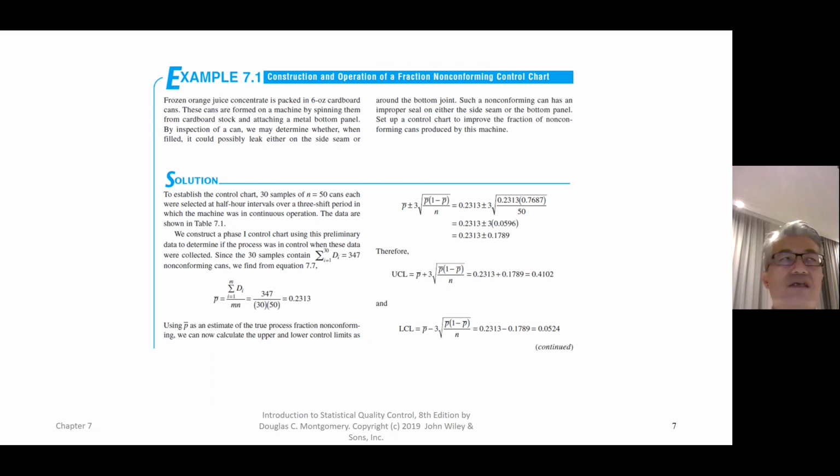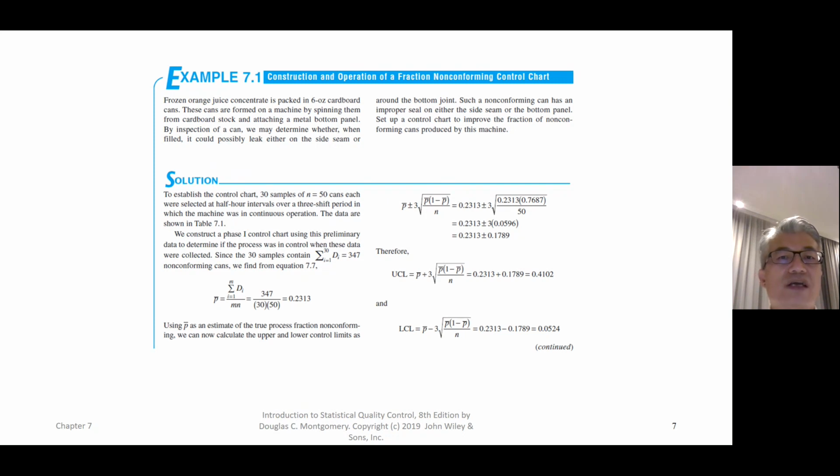That means we're going to collect the preliminary data. The purpose of Phase 1 is to collect the data, and then construct some parameters, and construct the upper bound and lower bound, the control limits, for Phase 1.